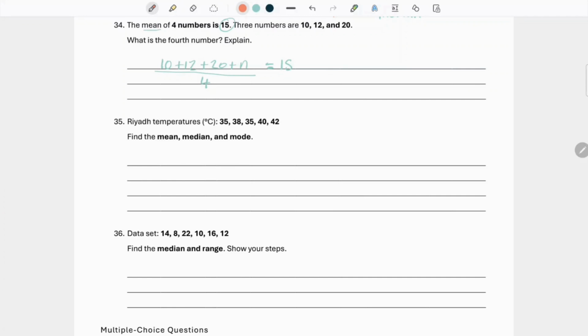Now we're going to have to rearrange this equation. We want to get rid of the fraction first, so we want to get rid of the 4 at the bottom. We do the inverse operation of dividing by 4, so we multiply by 4. So we multiply both sides by 4.